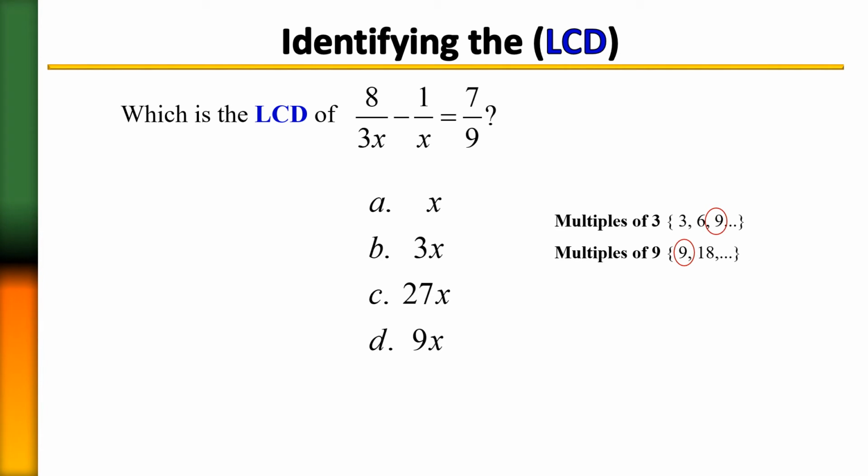I also have a variable of x, and I need to know the most it appears in any denominator, so let's check them all. In the first, I only see 1 at most. In the second denominator, I only see 1 x. There are no x's in the third expression. So at most, in any denominator, x appears once. So when you put it all together, the LCD is 9x.